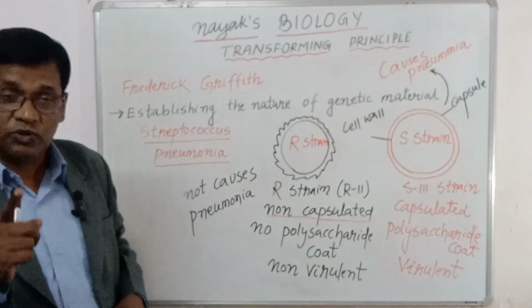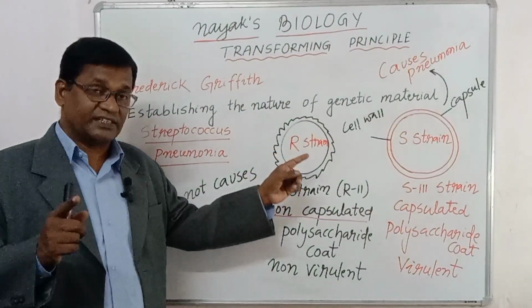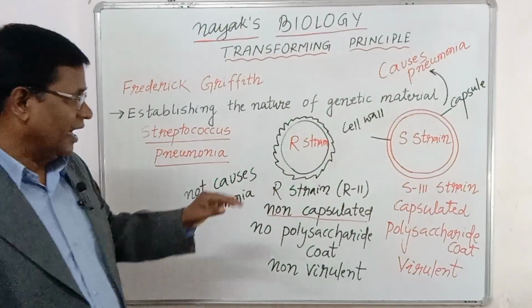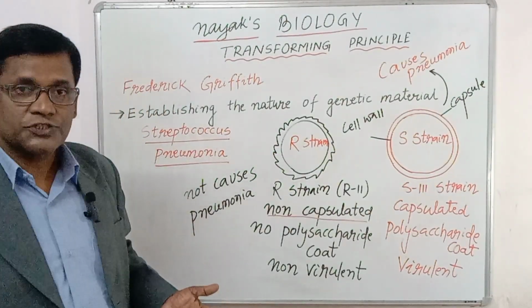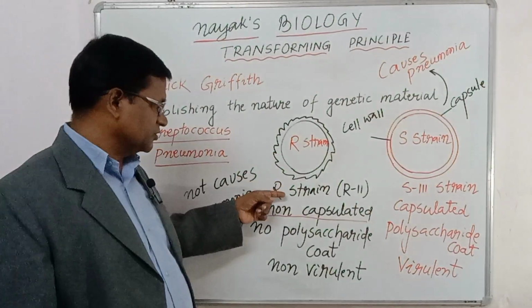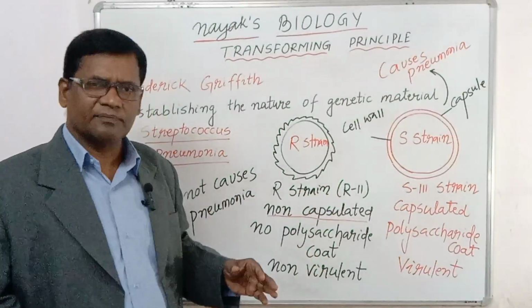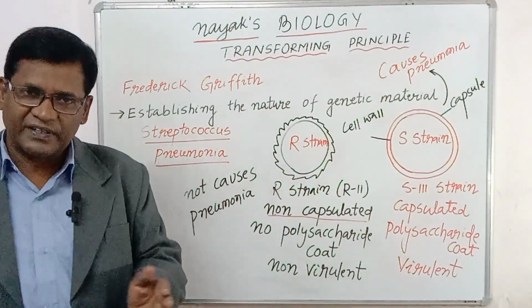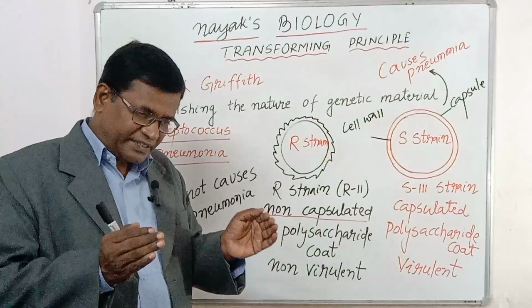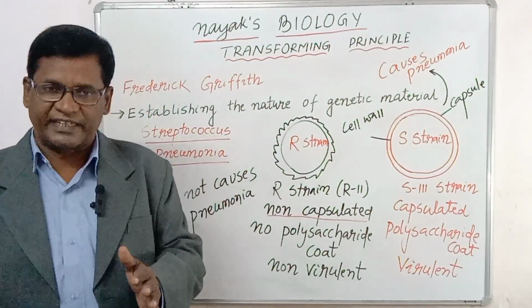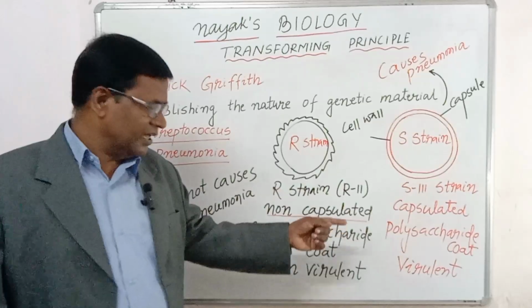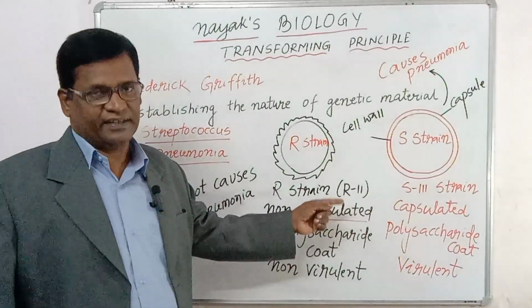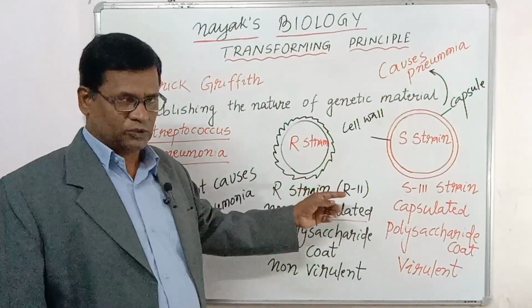First, before knowing the principle, you have to understand the R strain and S strain. R is for rough and S is for smooth. R strain we also call R2, because why this number R2, R3? They mean different cultures in the lab, and a particular one was taken for the experiment. Maybe there was R1, R2, R3, but R2 only he had taken for the experiment. That's why it is taken as R2.